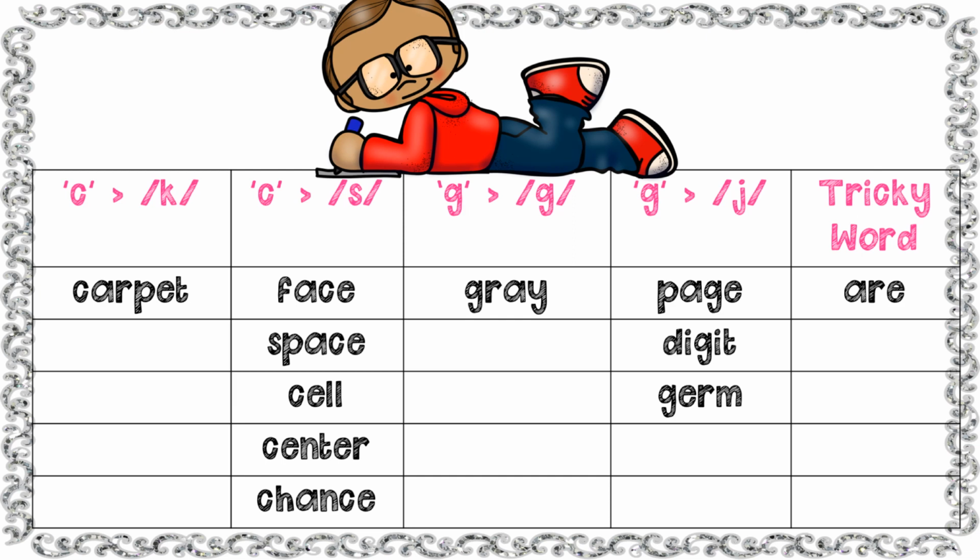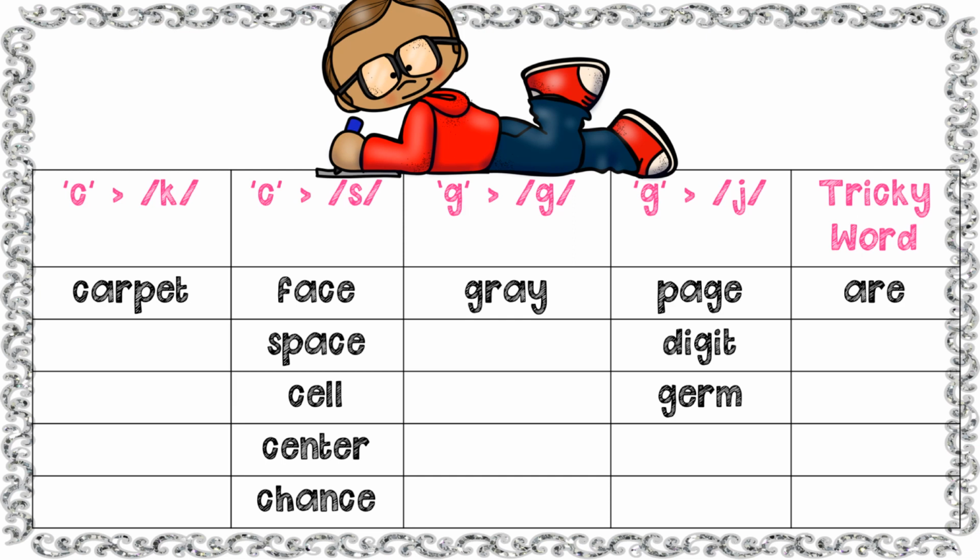G-R-A-Y. Okay, now let's look at our next column. If you notice, each one of these G's in these words is followed by an E or an I. And the rule is, generally, if it's followed by an E, I, or Y, then it is a tricky G. It's going to say that J sound instead of G.